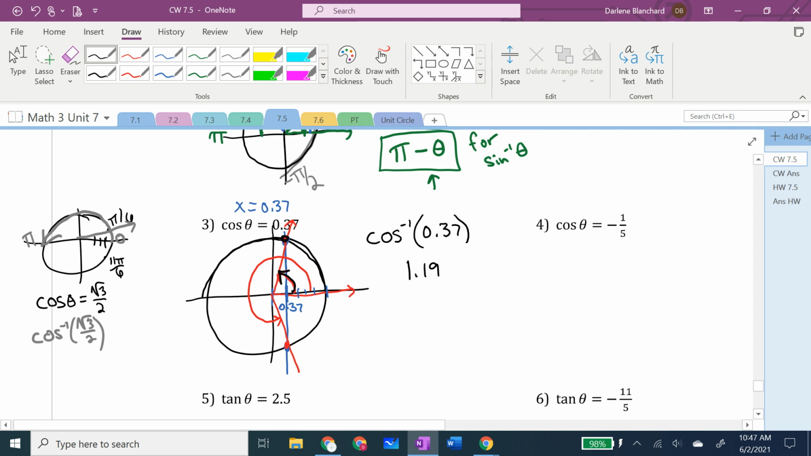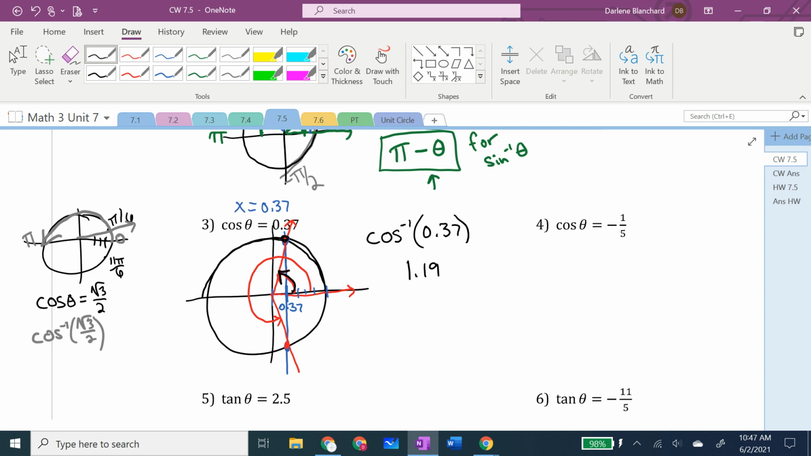There's always a second angle position that goes with cosine of what angle is equal to this number. When you use the inverse button on a calculator, it's only going to give you one spot. It will not give you the second spot. And so you want to be aware of how to find it.